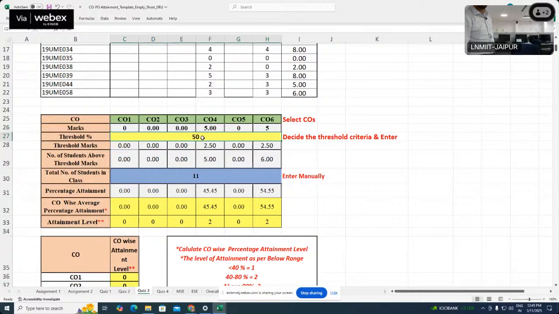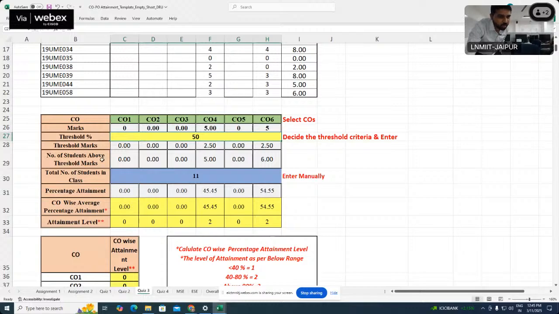Say you have a 50% criteria, you will enter the criteria. Now let us say we had 5 marks for that particular CO. Your attainment threshold criteria is 50%. That means if a student is achieving more than 2.5, that particular criteria is achieved. So that's how we are doing the calculations.